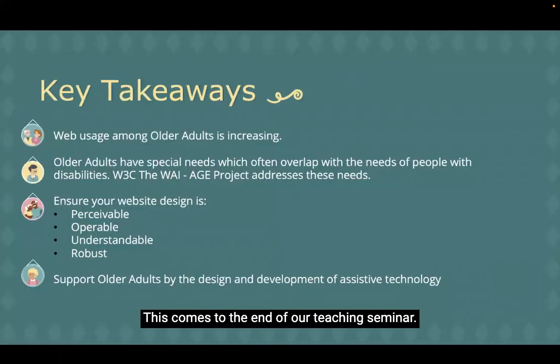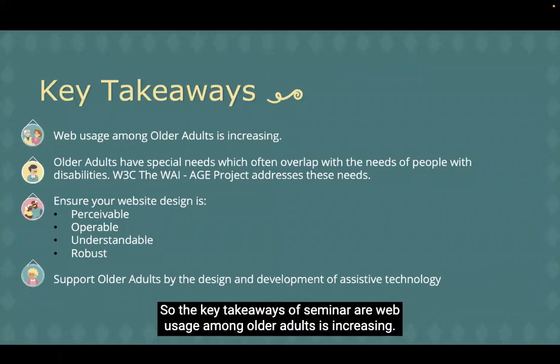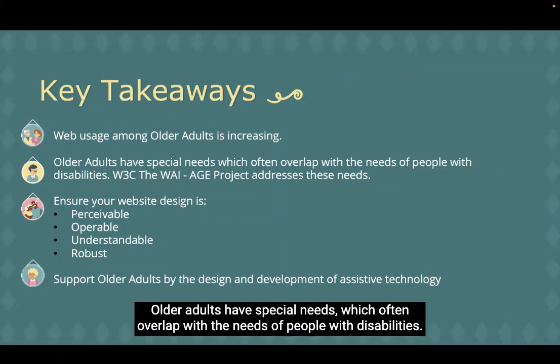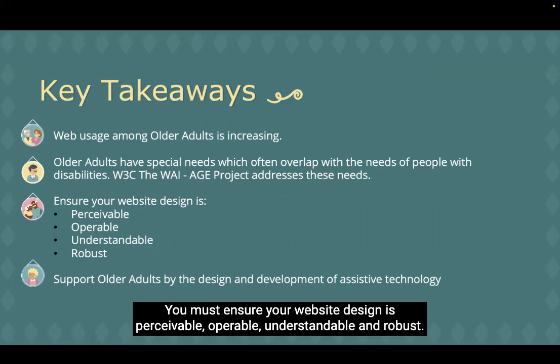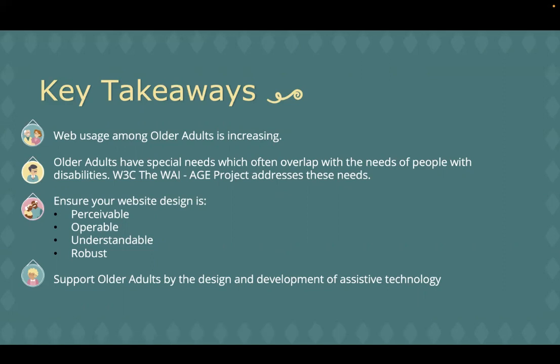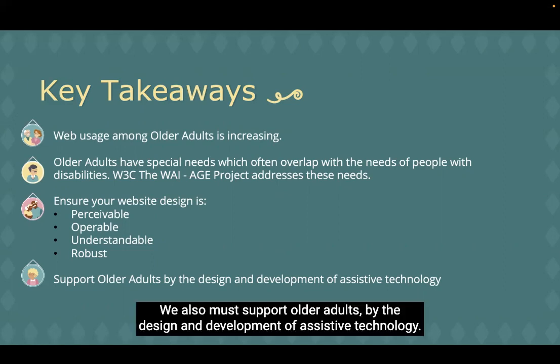This comes to the end of our teaching seminar. So the key takeaways of the seminar are: web usage among older adults is increasing. Older adults have special needs which often overlap with the needs of people with disabilities. W3C, the WAI-Age Project, addresses these needs. To provide a better and more accessible website, you must ensure your website design is perceivable, operable, understandable, and robust. We also must support older adults by the design and development of assistive technology.